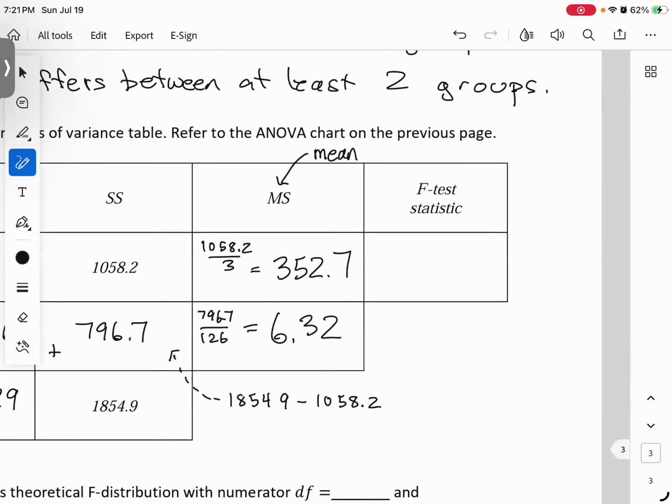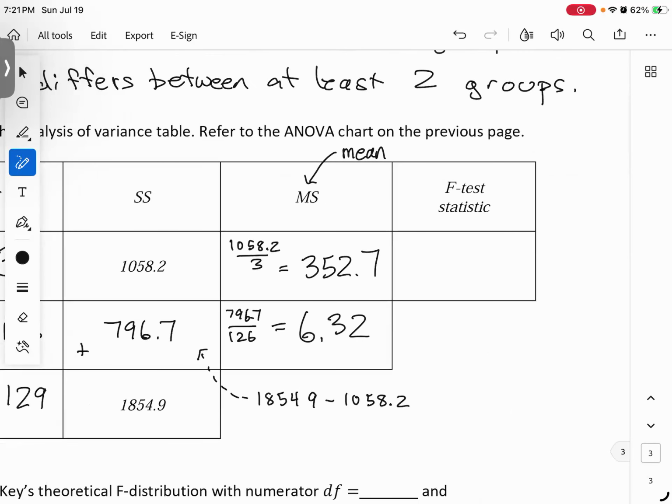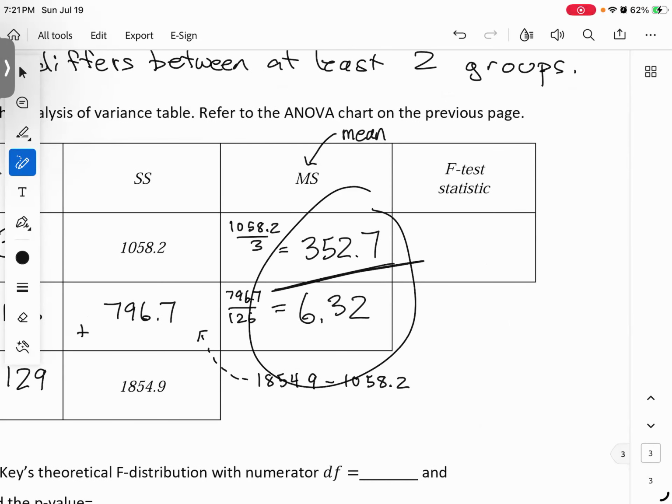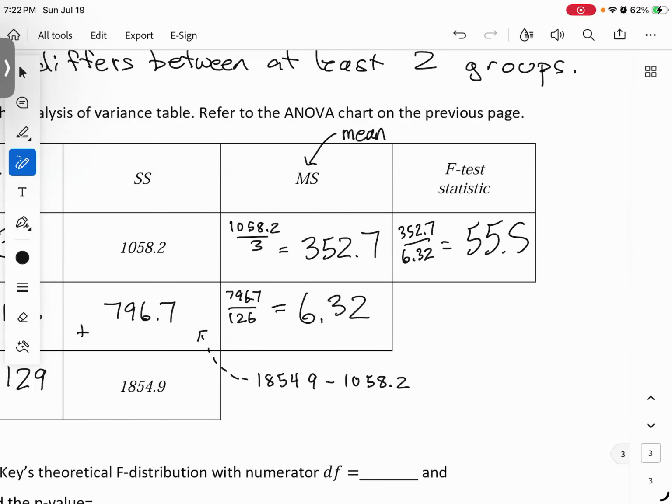Now, for these, when you're doing your homework, you're welcome to use however much I rounded. But if it doesn't say, I would just round to maybe one decimal place. And then for your finale, you're going to divide those. 352.7 divided by 6.32. I'm just going to put it right here for the sake of the notes. And you're going to get 55.8.